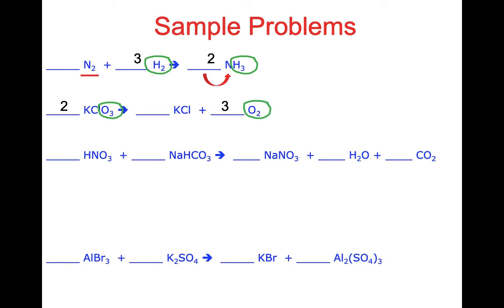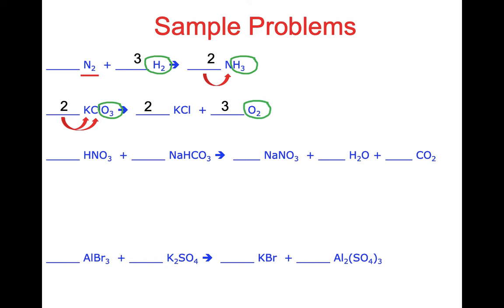And we could put a 2 in front of the KClO3 on the reactant side, again, to give us a total of 6 oxygen. But now what did that do to the potassium? What did that do to the chlorine? We now have 2 chlorine and 2 potassium on the reactant side. So we need to make sure that we have 2 on the other side. So we're going to put a 2 in front of the KCl. And now our coefficients for this balanced equation are 2, 2, and 3.